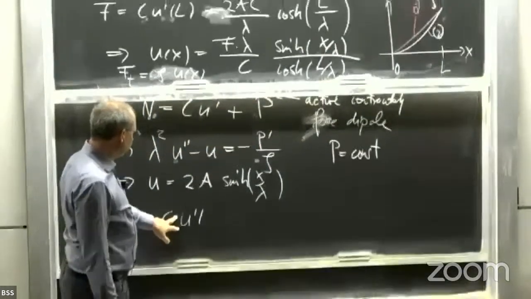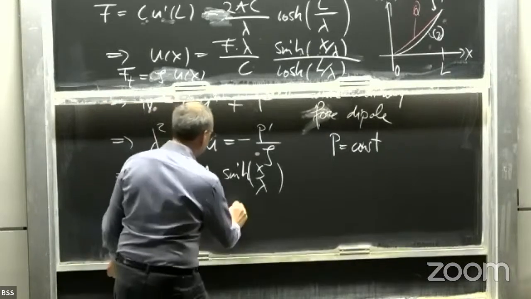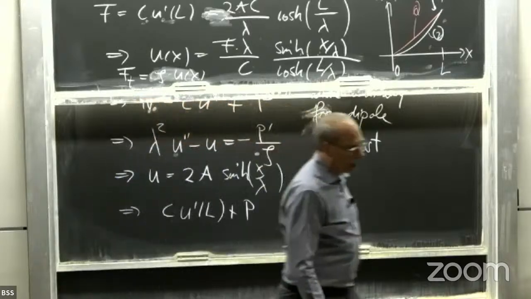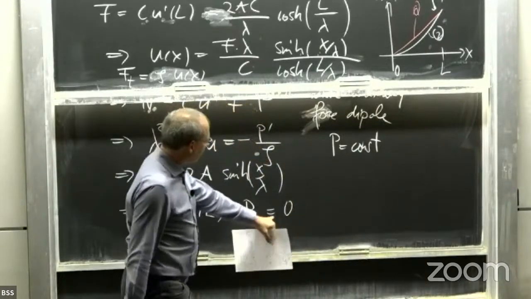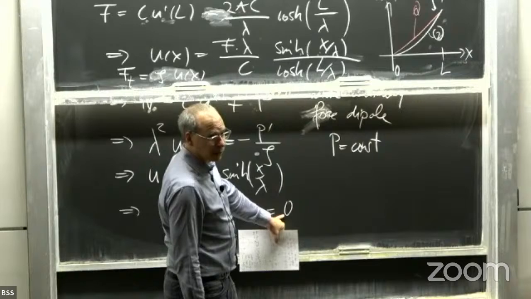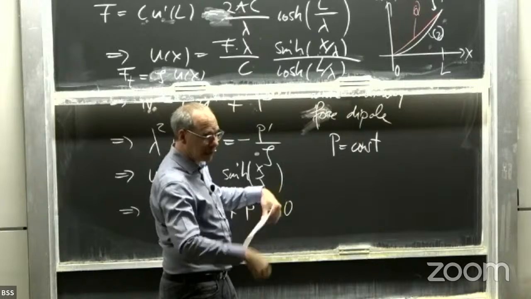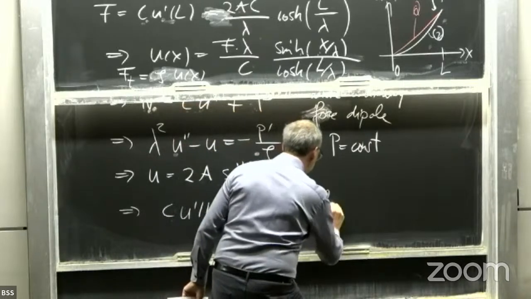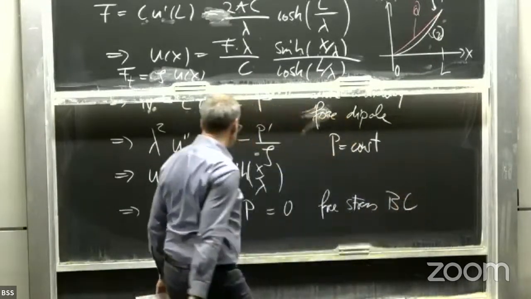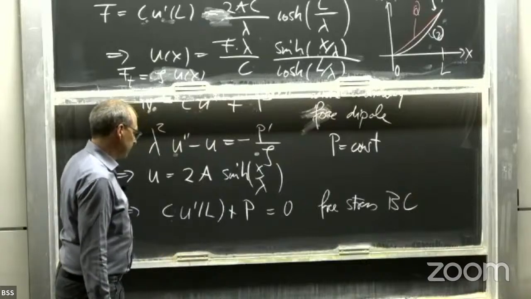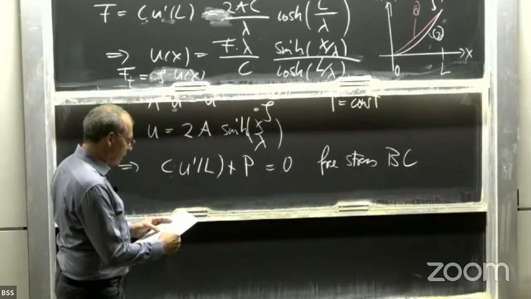So the force here is the passive part. So it's C times U dash at L. And then it's the other part, the P. Now you see how it works. We set this to 0 because we have a free stress boundary condition. In the other example, there was a force pulling. Now nothing is pulling from the outside, it's only from the inside. So this is a free stress boundary condition.